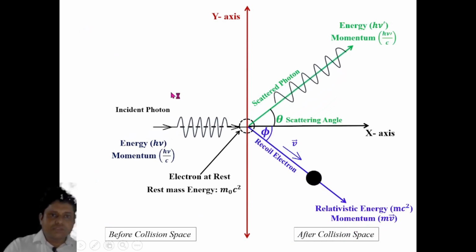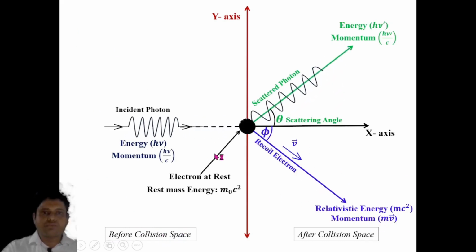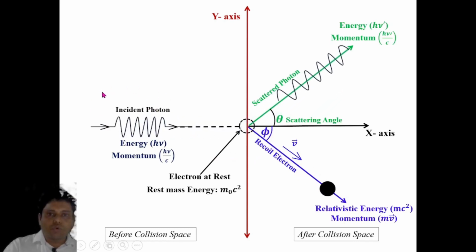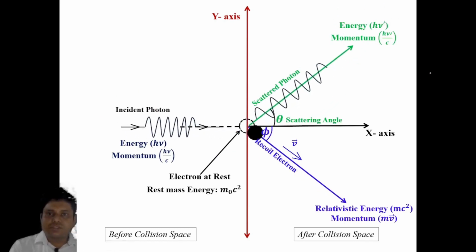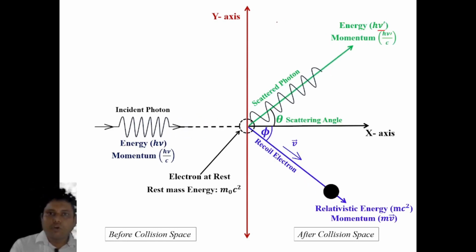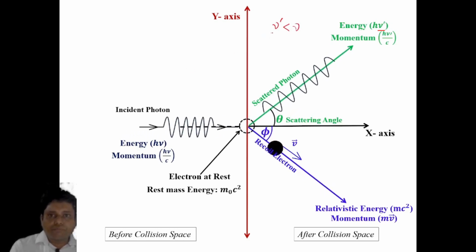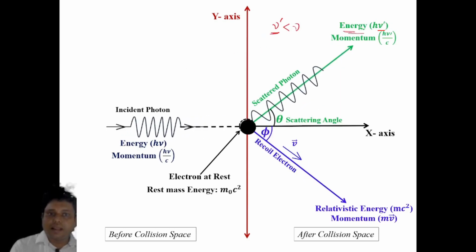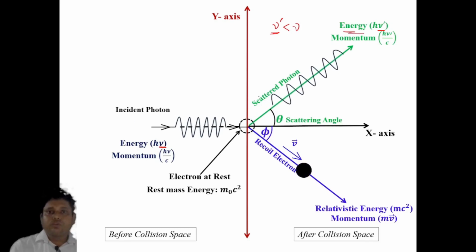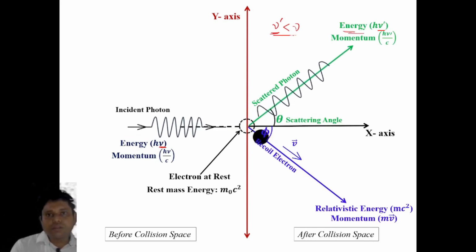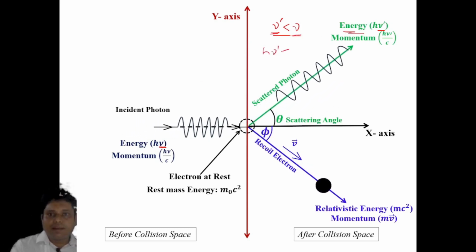So this space we have considered as the before collision space. This is the after collision space. Here you can observe that after collision of this incident photon, this is the scattered photon, and its energy is reduced. If energy reduced, that means the frequency, mu dash, also reduced. That means mu dash is less than mu. This is the final frequency of the scattered photon, and this is the initial frequency of the incident photon. So after scattering, mu dash is obviously less than the initial mu, hence energy h mu dash will be less than h mu.